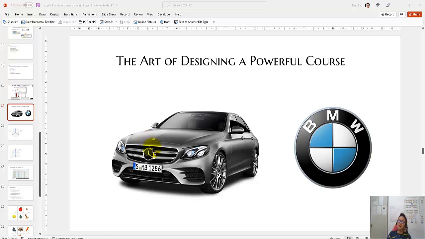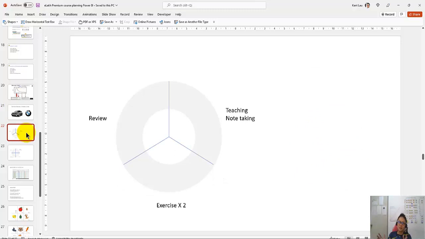Now take a closer look at the logo of Mercedes and you will get an idea that it's divided into three parts. So yes, you can divide a 60-minute training into three parts. And here is the first: you teach for 20 minutes, or 15 minutes, or 10 minutes, and let your participants take notes for 5 minutes.